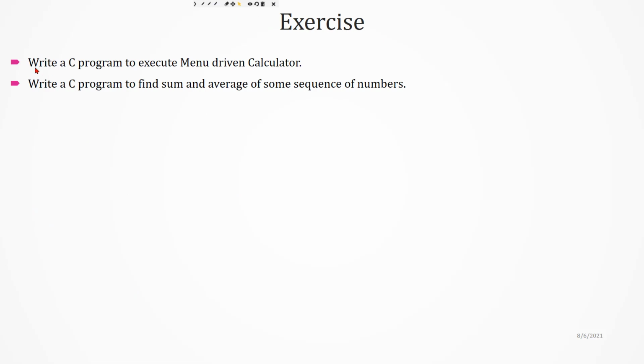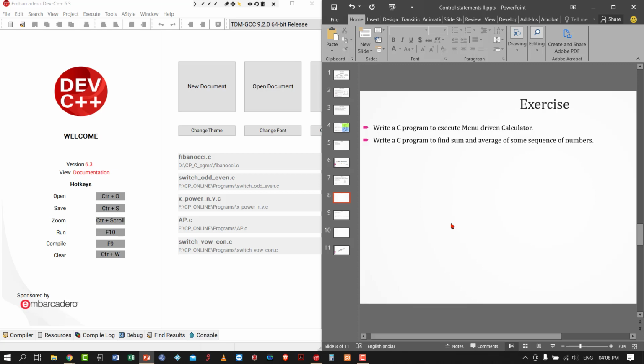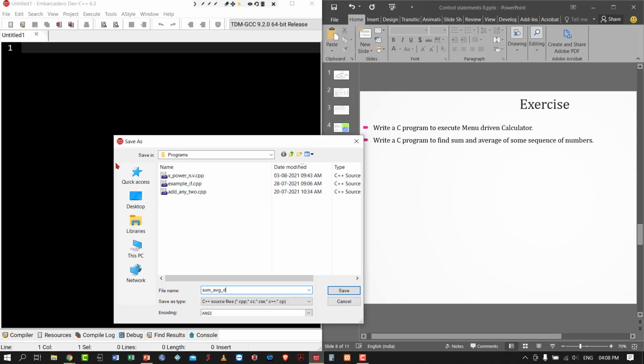Here there are two programs. Write a C program to execute a menu driven calculator, and also write a C program to find the sum and average of a sequence of numbers. First we will discuss the second program, then I will do the first program. Give me a file name .c.